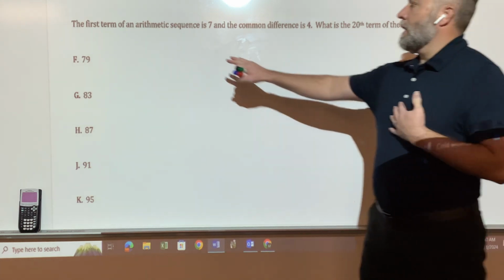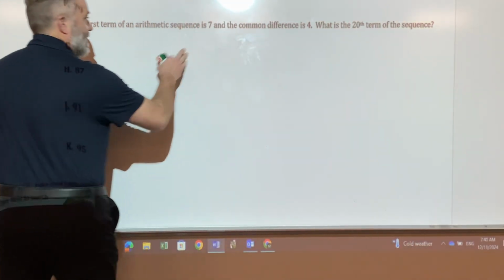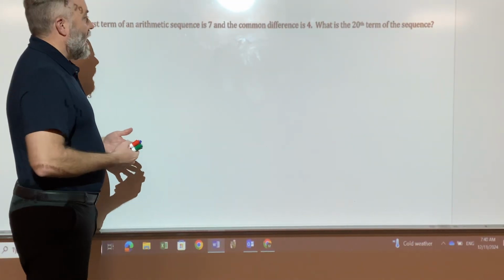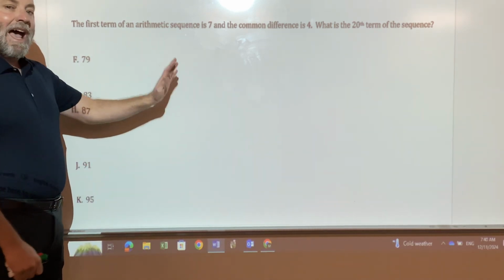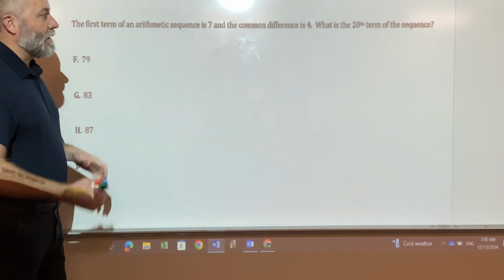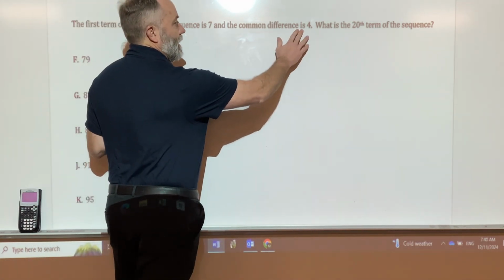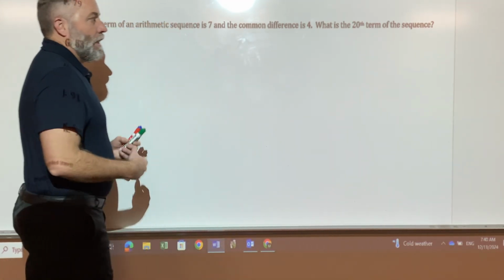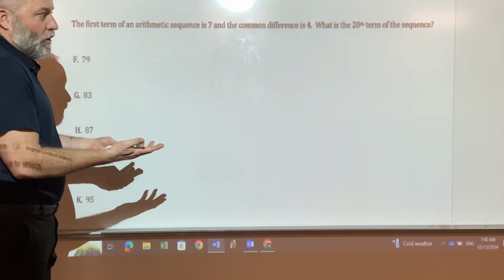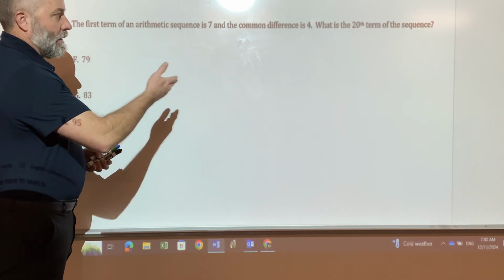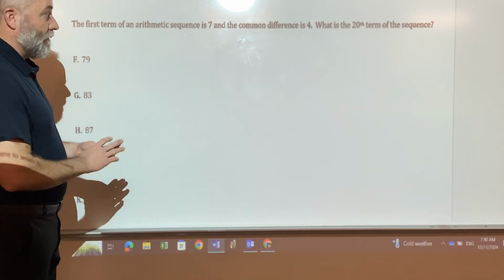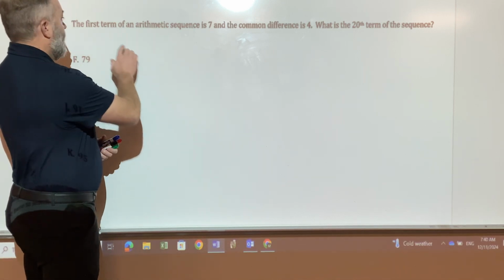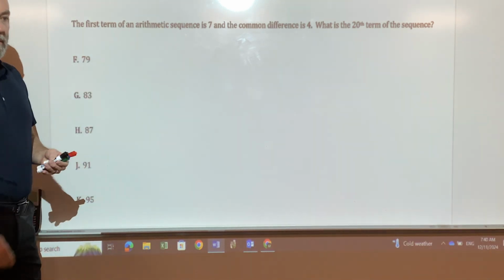So first of all, an arithmetic sequence is a sequence of numbers where the way you get from one term to the next is by adding the same value every time. And in this case, we're told that that difference, the value we're going to add every time, is 4. Okay, that value could be negative, which would look like the sequence is going down. But in this case, we have positive 4. And we're also told that the very first term of that sequence is 7.